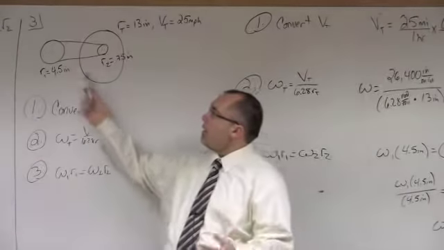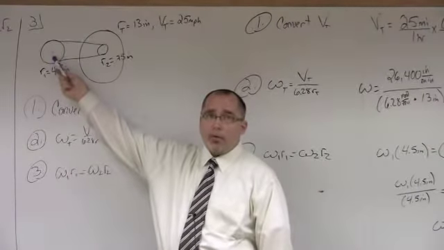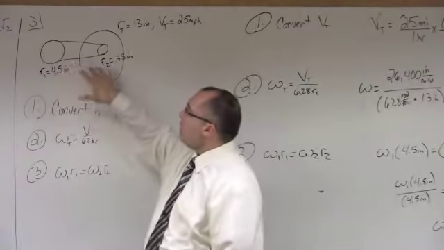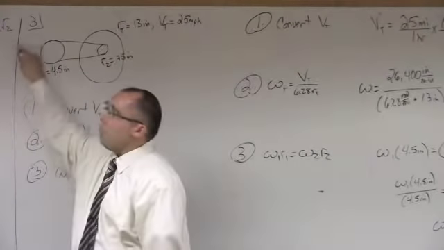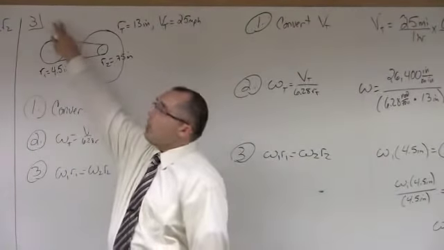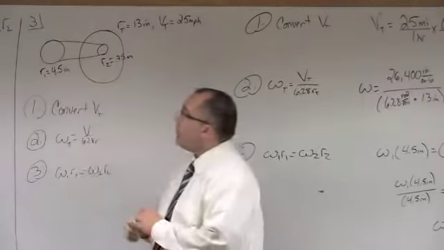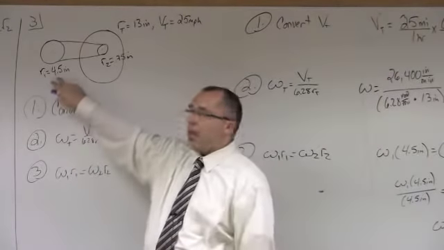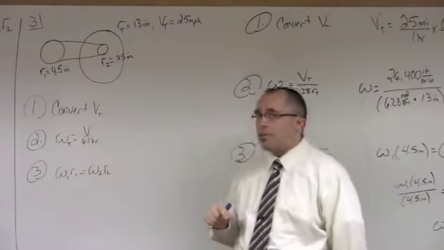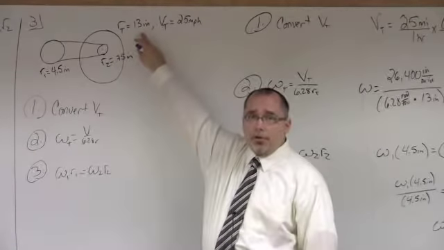First, label our information. I'll let R1 be the radius of the front gear. Think about it, this is where you're pedaling. This is the rear tire. Your front tire would be up here. So the person's sitting right above this front gear. So R1 is 4.5 inches. R2 is 0.75 inches. The radius of the tire is 13 inches.